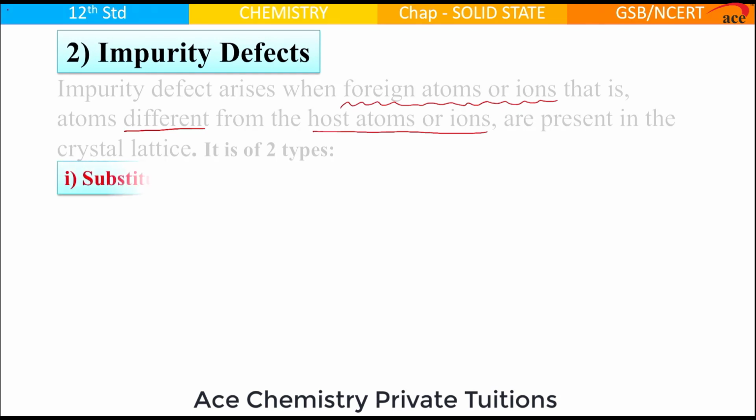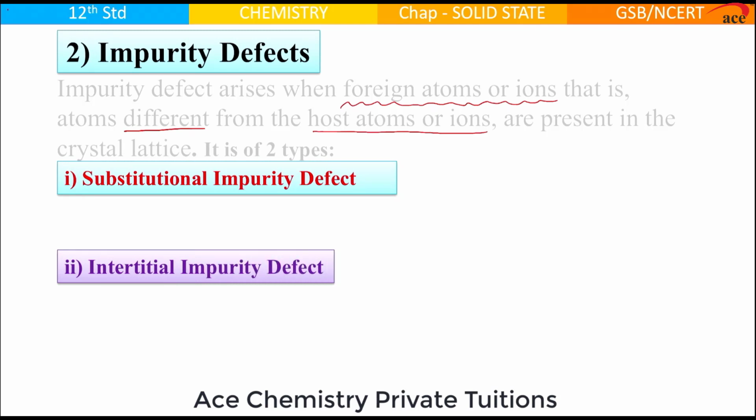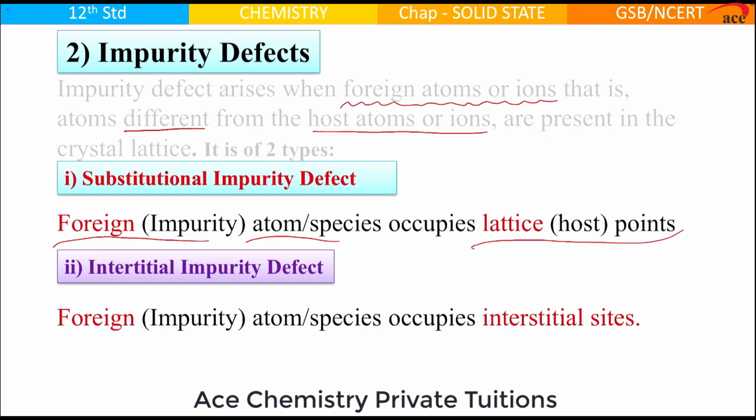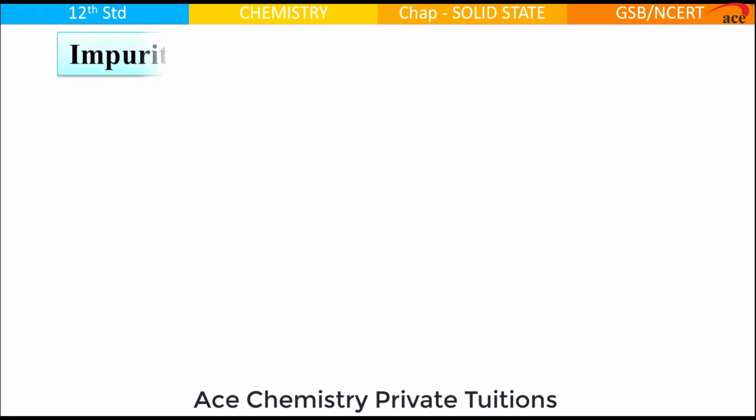It is of two further types: substitutional impurity defect and interstitial impurity defect. In substitutional impurity defect, as per the name, a foreign atom or species will occupy the lattice points. So, in the place of host atoms, now a foreign atom or an ion will occupy a position. Interstitial impurity defect is that in which the foreign atom will occupy interstitial sites, or you can call them voids. So, here foreign atoms or species will occupy voids.